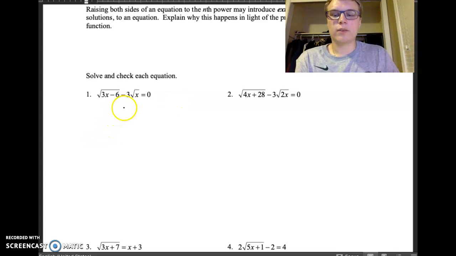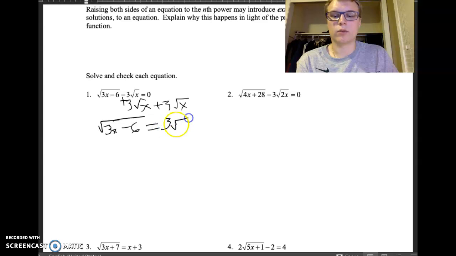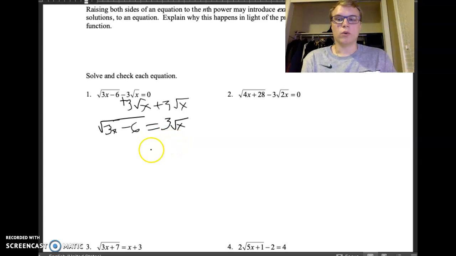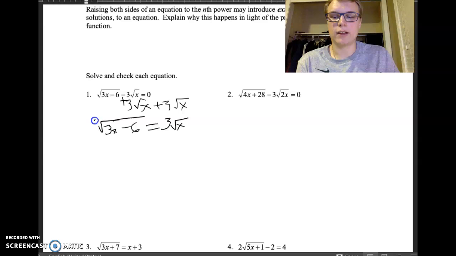So the first thing we need to do is get this term, the 3 times the square root of x, over to the right side. So we're going to add it over. So then we're left with the square root of 3x minus 6 equals 3 times the square root of x, okay? Now, the same thing that we did above, we're going to square both sides.